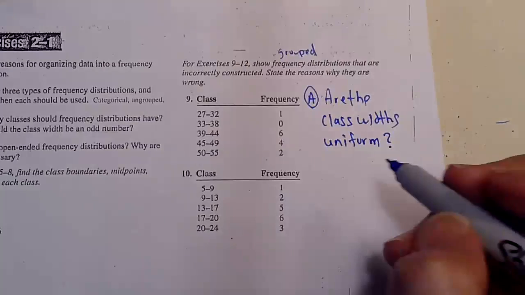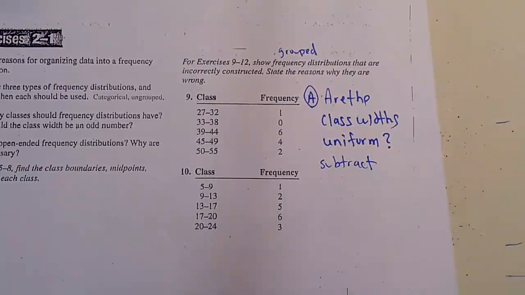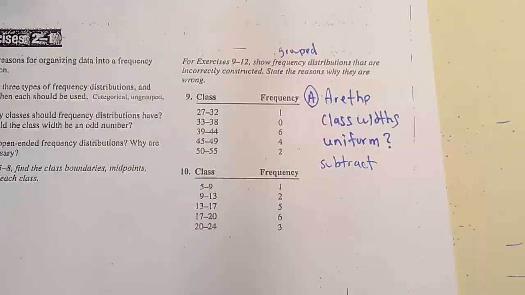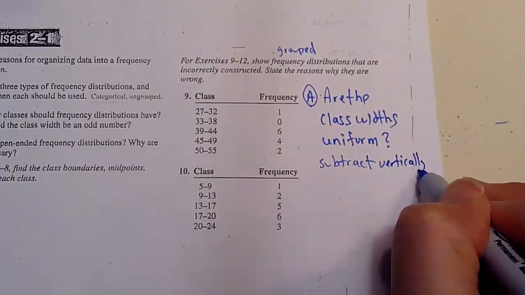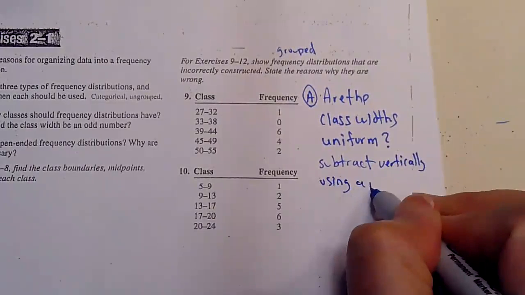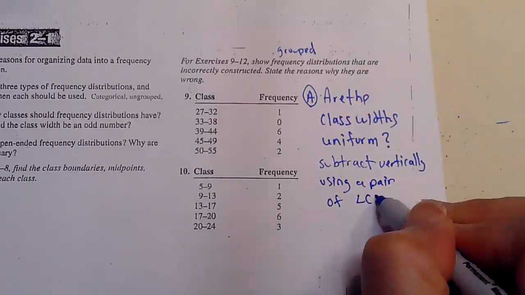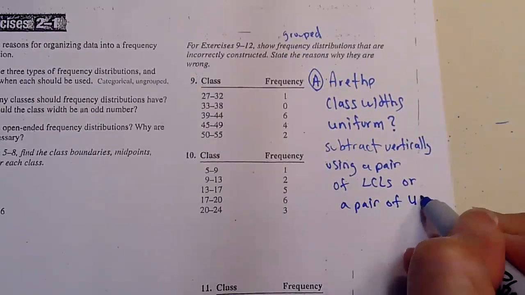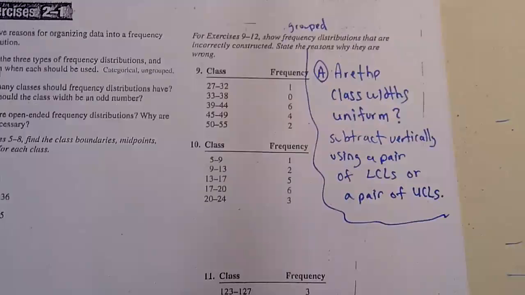Okay, so remember, the way you do that is you're not doing these from scratch. So you're not going to use this formula here where you have the width, the range divided by number of classes. You're not creating from scratch. These are already created, but you're going to subtract vertically using a pair of lower class limits or a pair of upper class limits. Okay, so remember I showed you how to do that. So that's one thing you have to check.